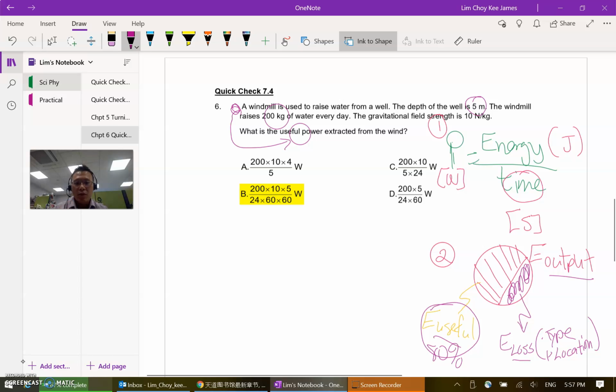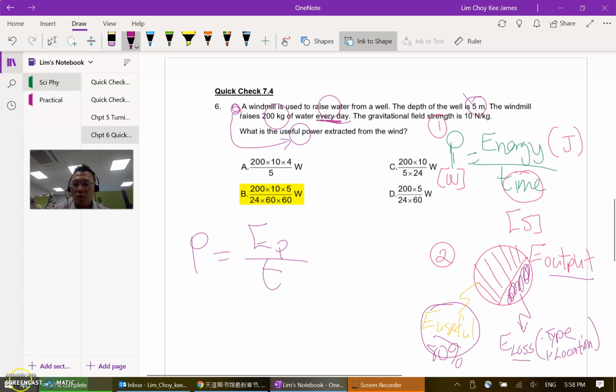Okay, but for this, it will be a straightforward case whereby I just look at the formula. In this case, the energy that we are talking about here is actually potential energy, because the object is being raised through a height of 5 meters. The time taken we are looking out for is a day. Every day, a day.